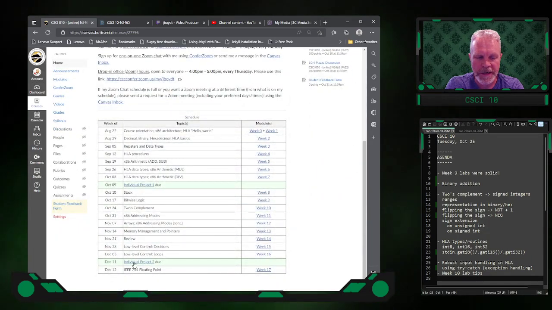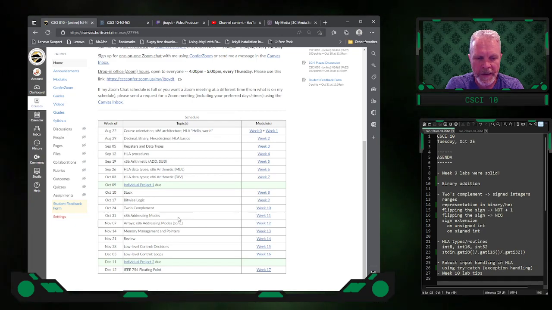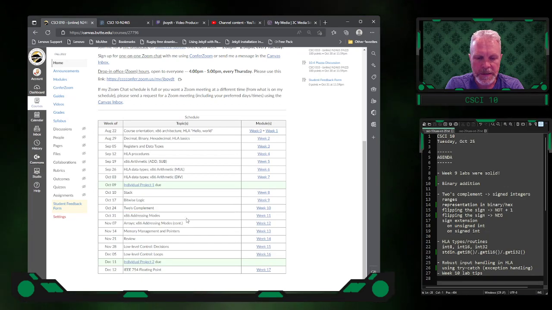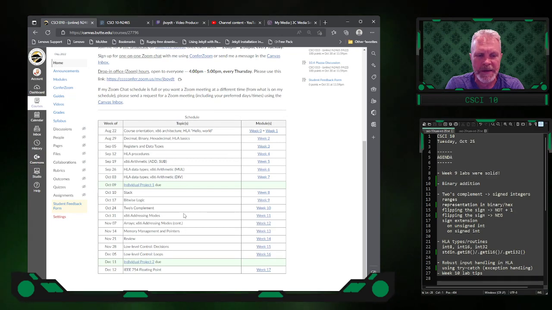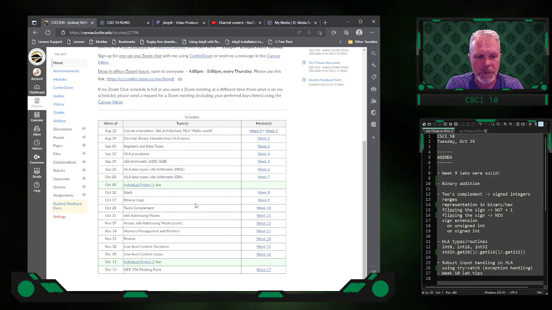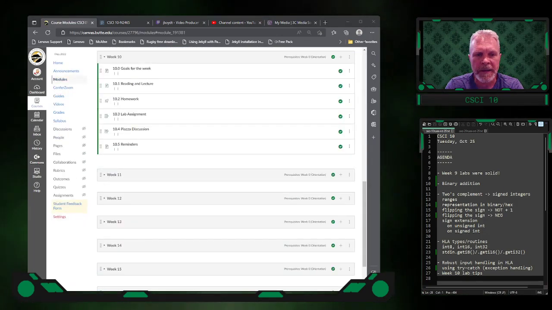So project 2 is not till December 11th, but at some point I'll start bothering you about that. Probably next week I will start, or the week of November 7th. Anyway, in the next week or two, I will start pestering you about the second project so that you have it on your radar. All right, week 10, hopefully you are seeing that. You are, okay.